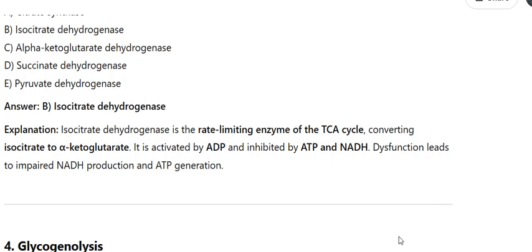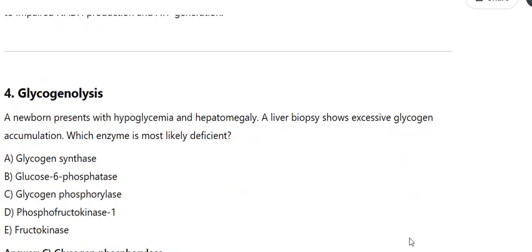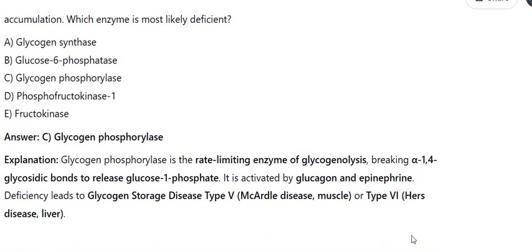4. Glycogenolysis. A newborn presents with hypoglycemia and hepatomegaly. A liver biopsy shows excessive glycogen accumulation. Which enzyme is most likely deficient? A. Glycogen synthase. B. Glucose 6-phosphatase. C. Glycogen phosphorylase. D. Phosphofructokinase 1. E. Fructokinase. Answer: C. Glycogen phosphorylase.